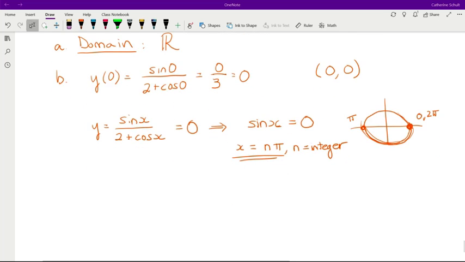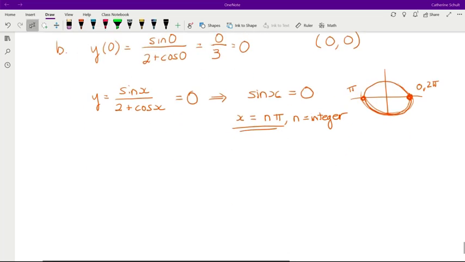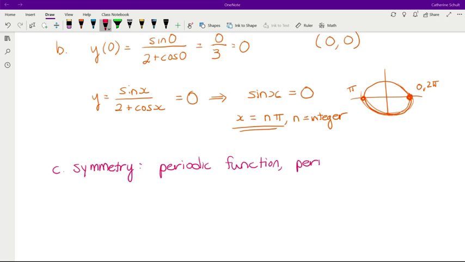We do have symmetry because we're dealing with sine and cosine functions. We have that periodic function. So the period is 2 pi. So we're going to have to show that in our curve. Okay, so the period is 2 pi. So if we graph this function from 0 to 2 pi, we can just use it like a stamp and do all the other periods after and before.